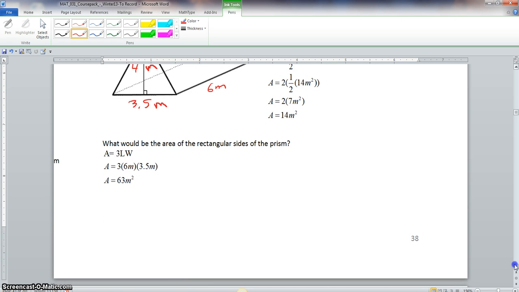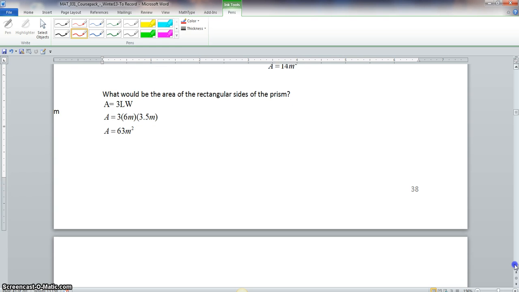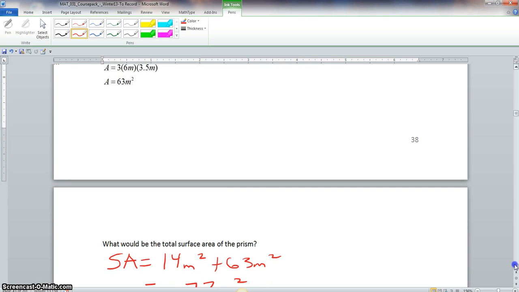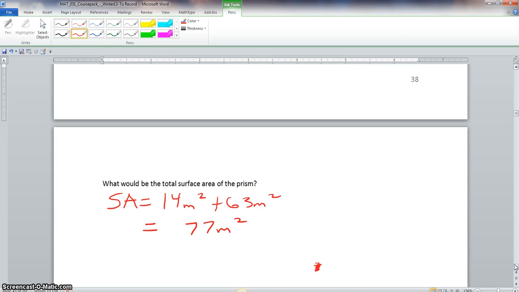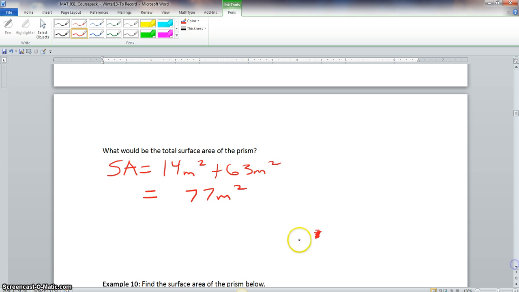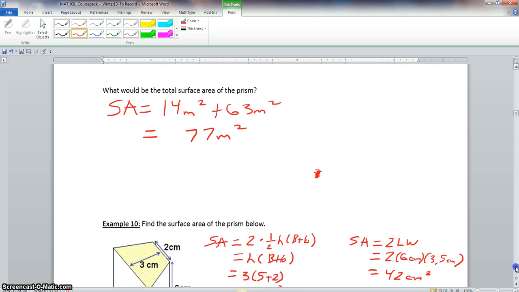Now, we scroll down, and we're using the same figure here. It says what would be the total surface area of the prism. So what you would do is you would take your first area, which gave you 14 meters square of the triangular ends, and then you would add the second area, which was the 3 rectangles. So we have 14 meters squared plus 63 meters squared, which gives us 77 square meters. And that is our surface area.